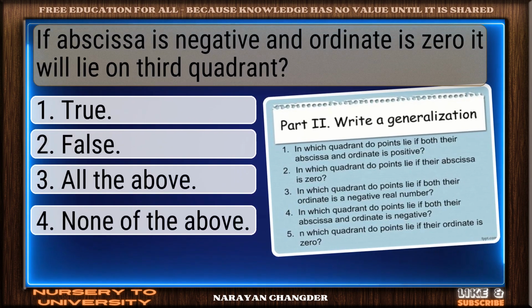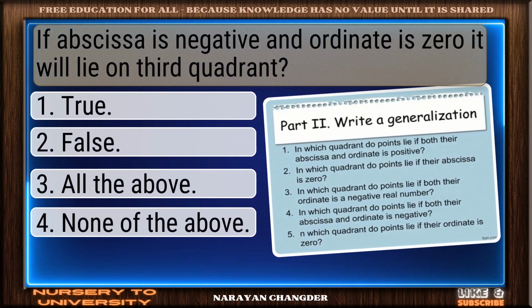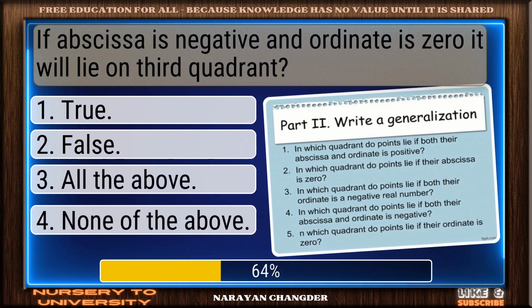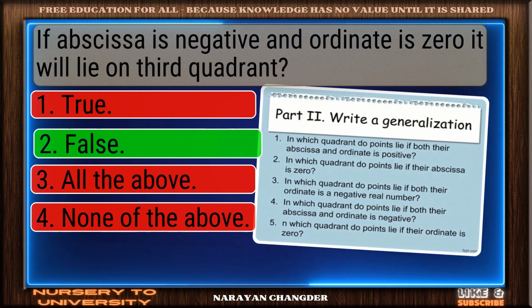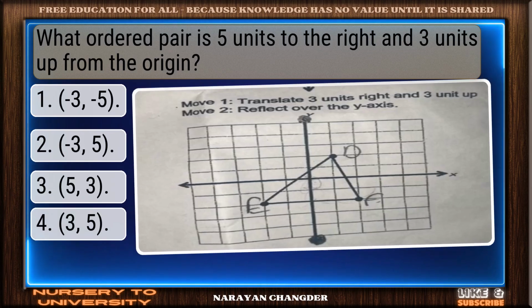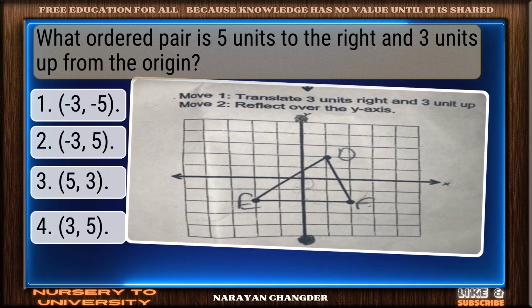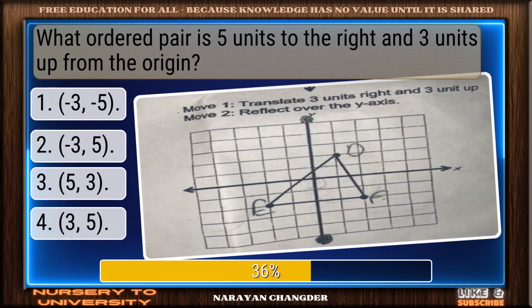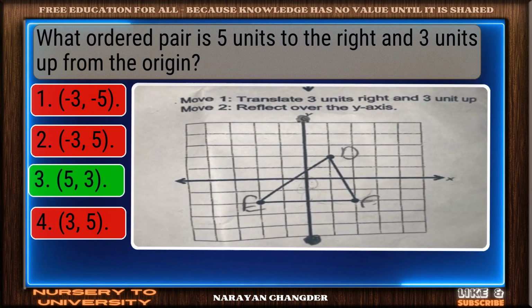Question number 74. If abscissa is negative and ordinate is 0, it will lie on third quadrant. Nice selection. False is the correct and valid answer. Question number 75. What ordered pair is 5 units to the right and 3 units up from the origin? Good job. Your answer works well here.